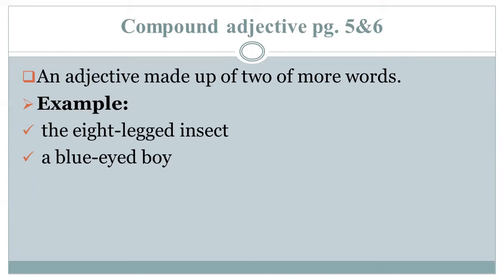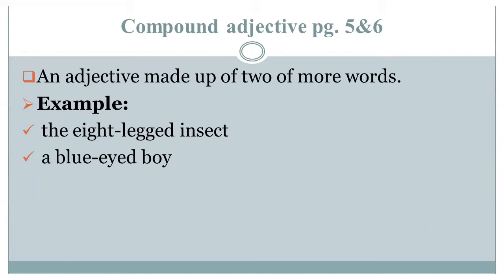The 8-legged insect. As an adjective describes a noun, we have to find the noun first. Insect is the noun. And what describes the insect? 8-legged. So these 2 words, 8-legged, are joined with a dash. These 2 words are a compound adjective. 8-legged is a compound adjective.